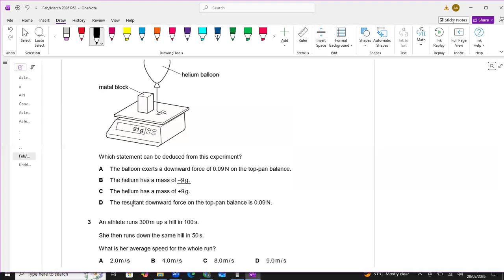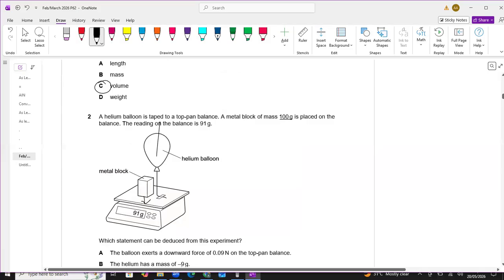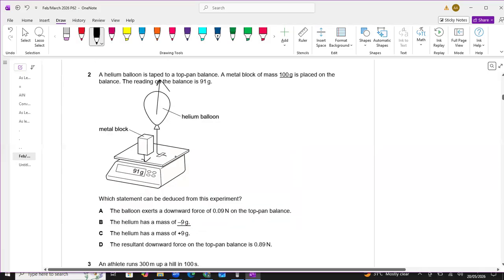Now in option D, they are saying the resultant downward force is 0.89 Newton. Resultant force means the metal block weight is acting in the downward direction and the balloon force is acting in the upward direction. So if I find the resultant force, the resultant is acting in the downward direction. So how can we find the resultant force, students?